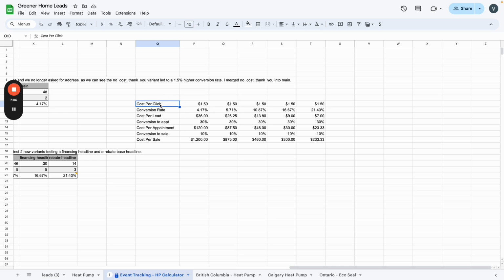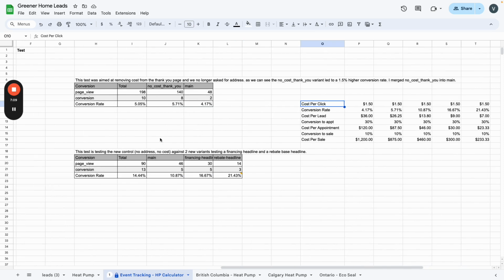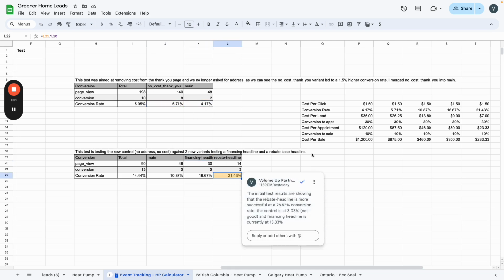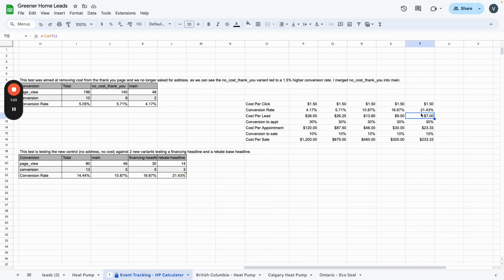Thought people might be interested in seeing, like, hey, if you actually test different things on your landing page, and the only thing we changed here was what we said at the headline, right? We didn't change anything else besides the headline itself, right? When we got on the landing page. And that took us from 4.17% to 21.43%, and you can see the effects of that down pipe.